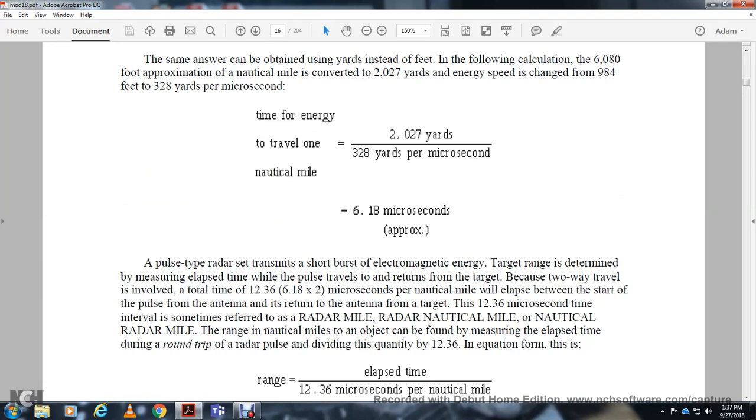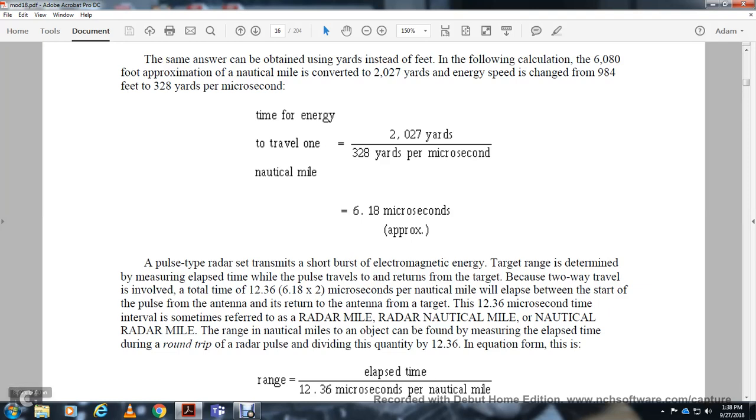The pulse-type radar transmits short bursts of electromagnetic energy. Target range is determined by measuring the elapsed time of the pulse's travel to and return from the target. Since the two-way travel is involved, the whole time is 12.36 microseconds per nautical mile, the time elapsed between the start of the pulse from the antenna and its return to the antenna from the target. The figure 12.36 microseconds is the time interval sometimes referred to as the radar mile, radar nautical mile, or nautical radar mile. The range in nautical miles to an object can be found by measuring the elapsed time.